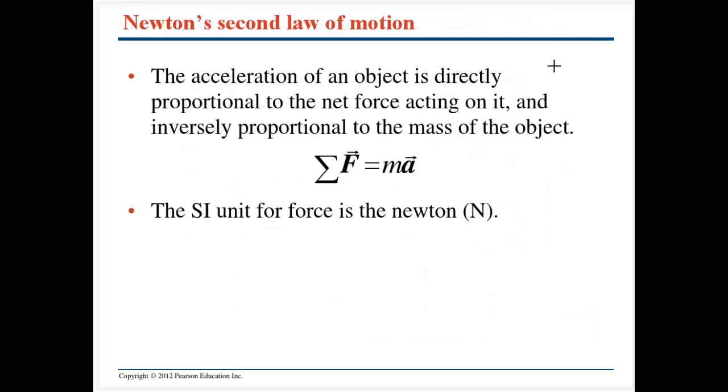So Newton's second law, written out in all of its glory, says that the acceleration of an object is directly proportional to the net force acting on it and inversely proportional to the mass of the object. And it's written like this, where this again is the sum symbol. The sum of forces is equal to the mass times the acceleration. And again, this is occasionally written as the net force. It's just kind of shorthand.